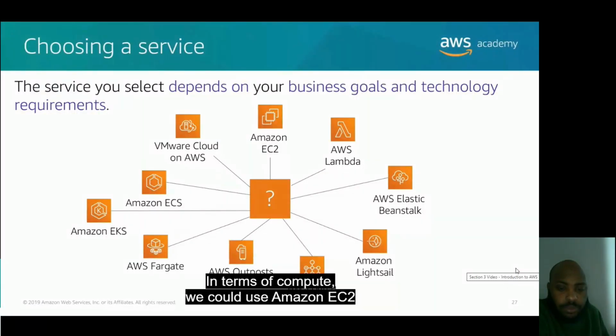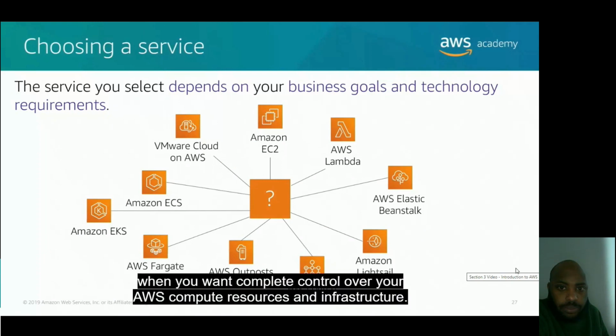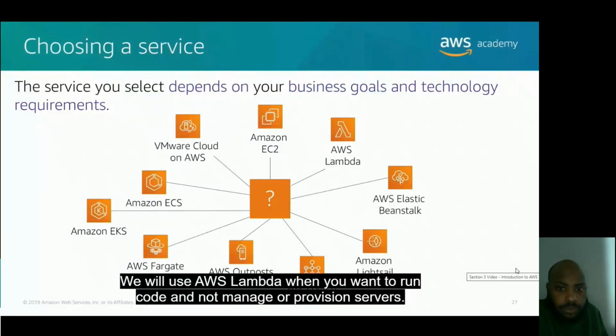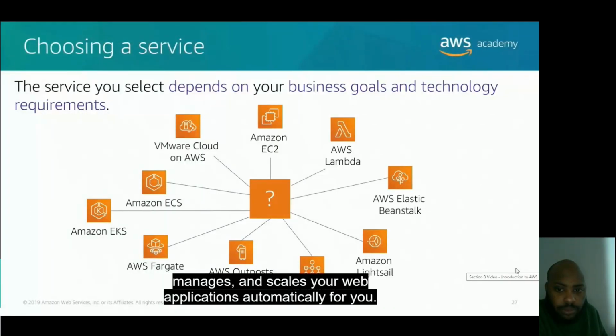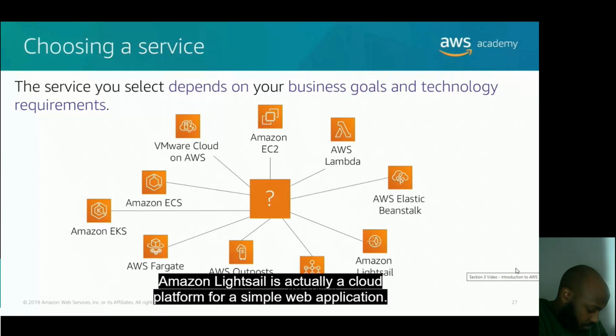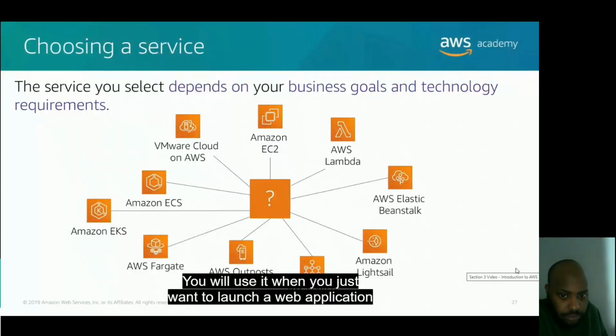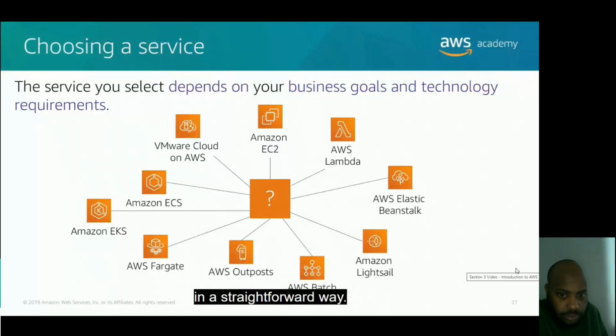In terms of compute, we could use Amazon EC2 when you want complete control over your AWS compute resources and infrastructure. We will use AWS Lambda when you run code and not manage or provision servers. AWS Elastic Beanstalk allows you to provision a service that then deploys, manages, and scales your web applications automatically for you. Amazon Lightsail is actually a cloud platform for a simple web application. You will use it when you just want to launch a web application in a straightforward way.